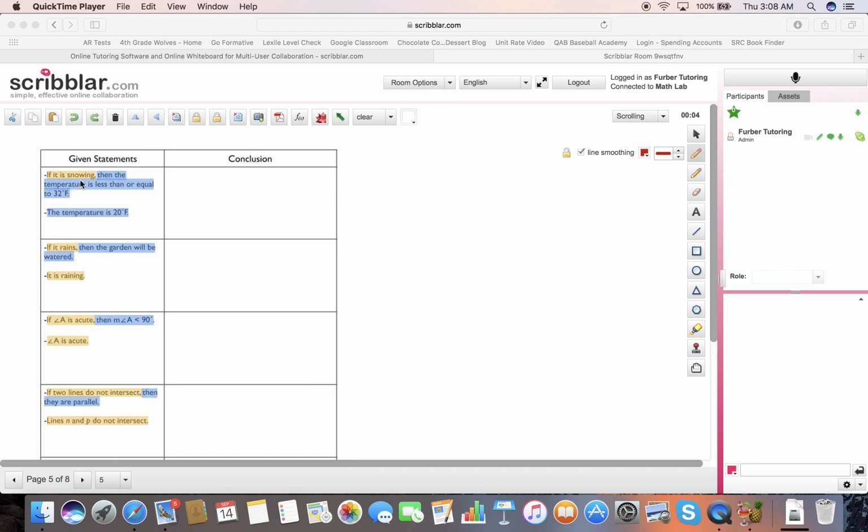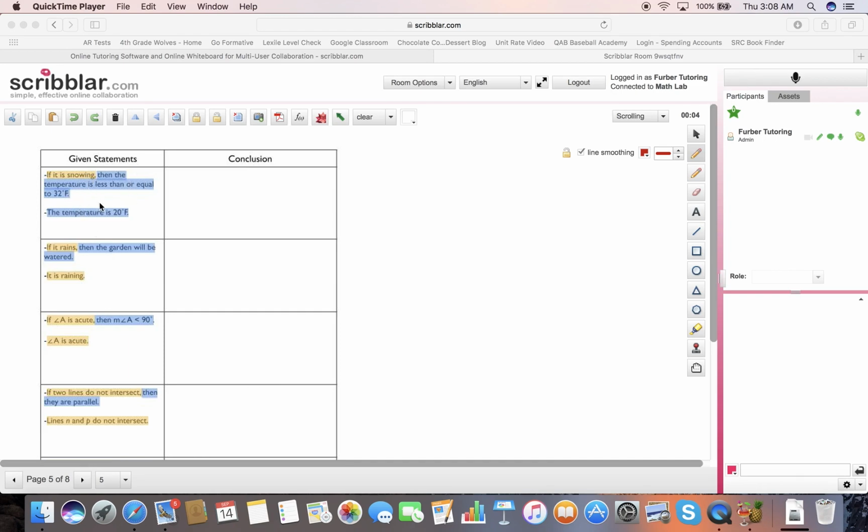It says, if it is snowing, then the temperature is less than or equal to 32 degrees Fahrenheit. But look at the statement that follows. The temperature is 20 degrees Fahrenheit. That's not matching the hypothesis. The hypothesis is about it snowing. The conclusion is about the temperature.